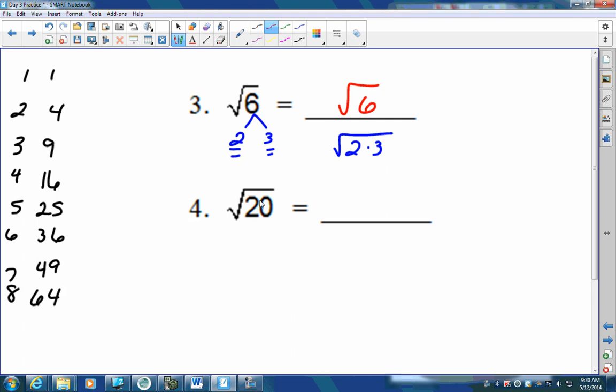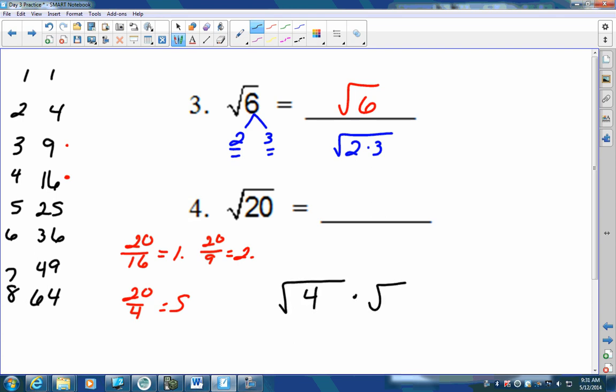So one thing that you can do is this number 4 says the square root of 20. If I look at my perfect squares, the next number that is lower than 20 is 16. If I take 20 divided by 16, does it come out to be an even number? No, it does not. It'll be 1 point something. All right, so that's not going to work. So what about 9? If I took 20 divided by 9, does that work out to be an even number? No, it's 2 point something if you put it in the calculator. So what about 4? If I put 20 divided by 4, does that work out nicely? It's a 5. So the square root of 20 is actually the square root of 4 times the square root of 5.